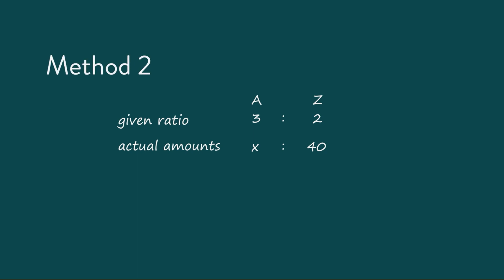Method 2. The ratio of Aman's amount to Zach's amount, 3:2, informs us that Aman receives 3/2 of Zach's amount. Therefore, X equals 3/2 of 40. Again, removing the common factor, X equals 3 times 20, X equals 60. We'll record this on a sticky note for comparison later.